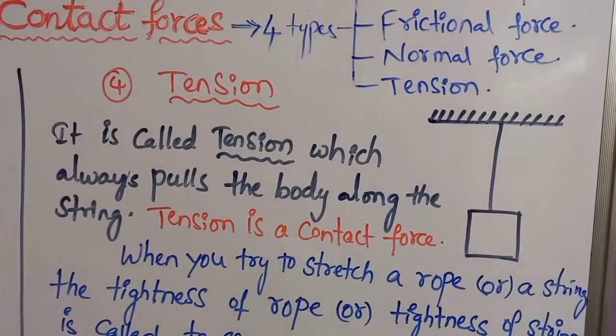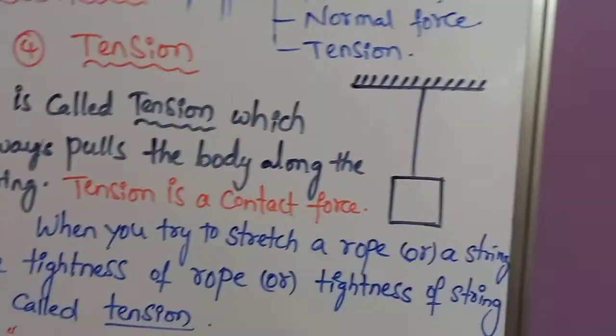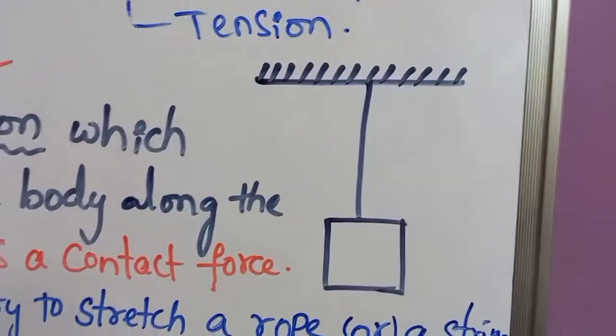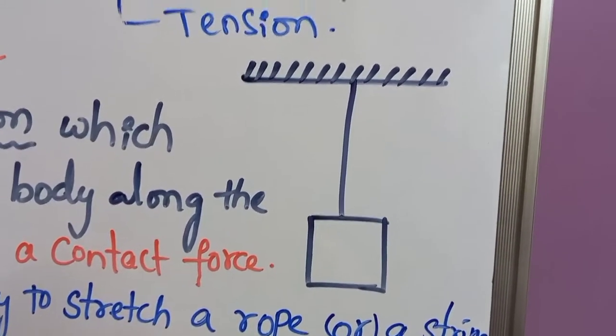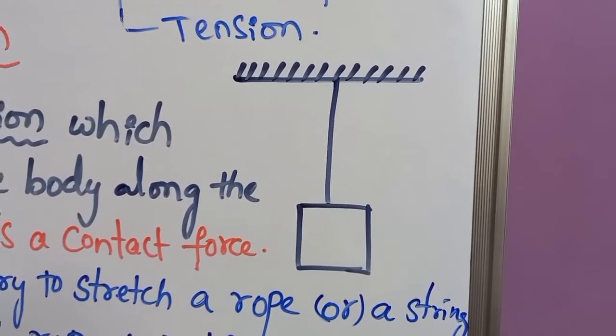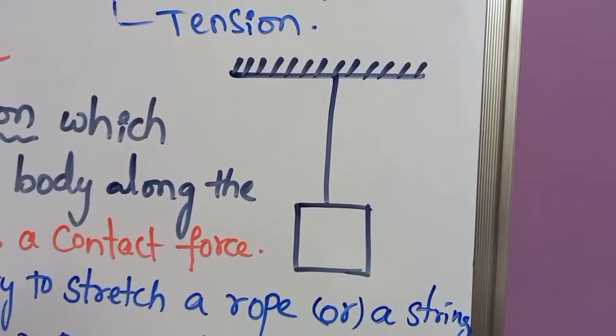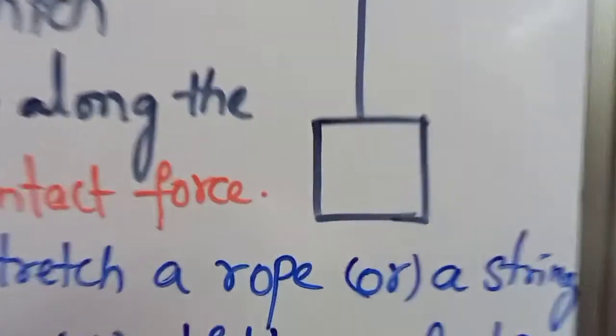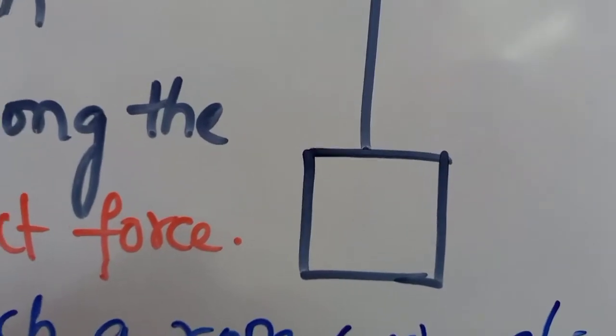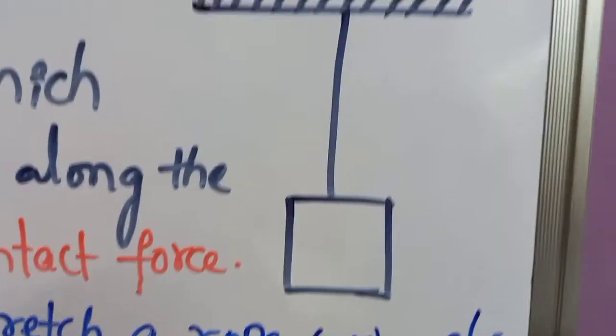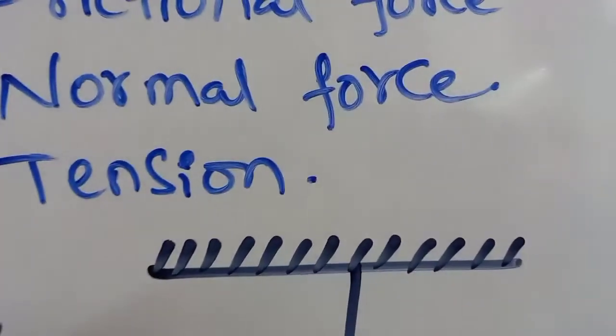Coming to the next and the last type of force, that is tensional force. You can see the picture here. As shown in the figure, a stone is suspended with the help of a string, and its free end is tied to the ceiling. This cube-like structure represents a stone, this is the string, and this is the ceiling.